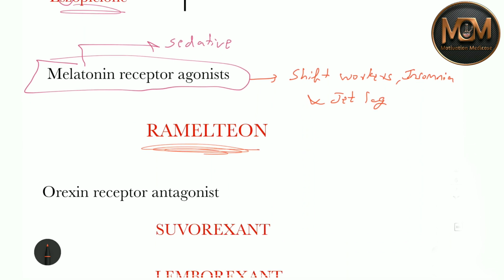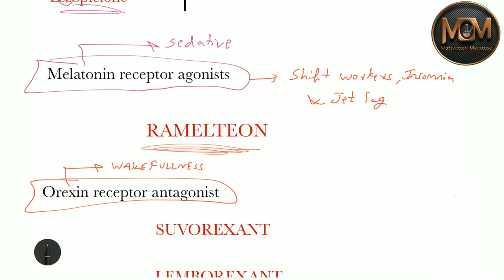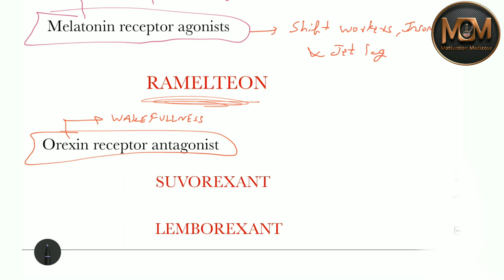The other type of drug is the orexin receptor antagonist. Orexin is responsible for wakefulness. So if we give an antagonist, that is, if we inhibit this receptor, a person can easily sleep. We have two drugs, suvorexant as well as lemborexant, which act as antagonists of orexin and are responsible for promoting sleep.